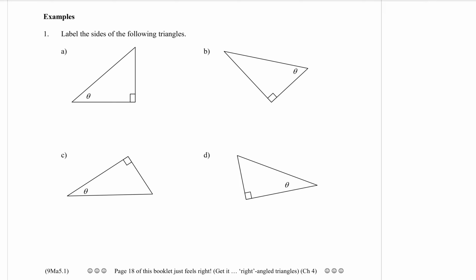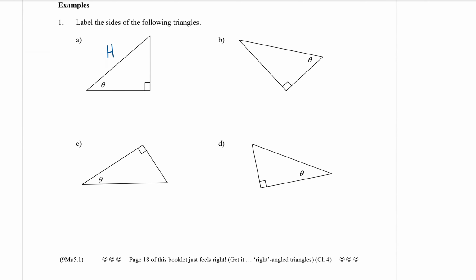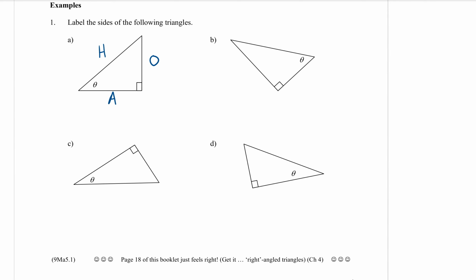So first thing I'm going to do is find my right angle. Straight across from that is my hypotenuse, H for hypotenuse. Then find my angle theta. Straight across from that is my opposite. And between my theta and my right angle is the adjacent. Okay, let's try the next one. Right angle is here, so straight across is the hypotenuse. Across from the theta is the opposite. And between the theta and the right angle is the adjacent.